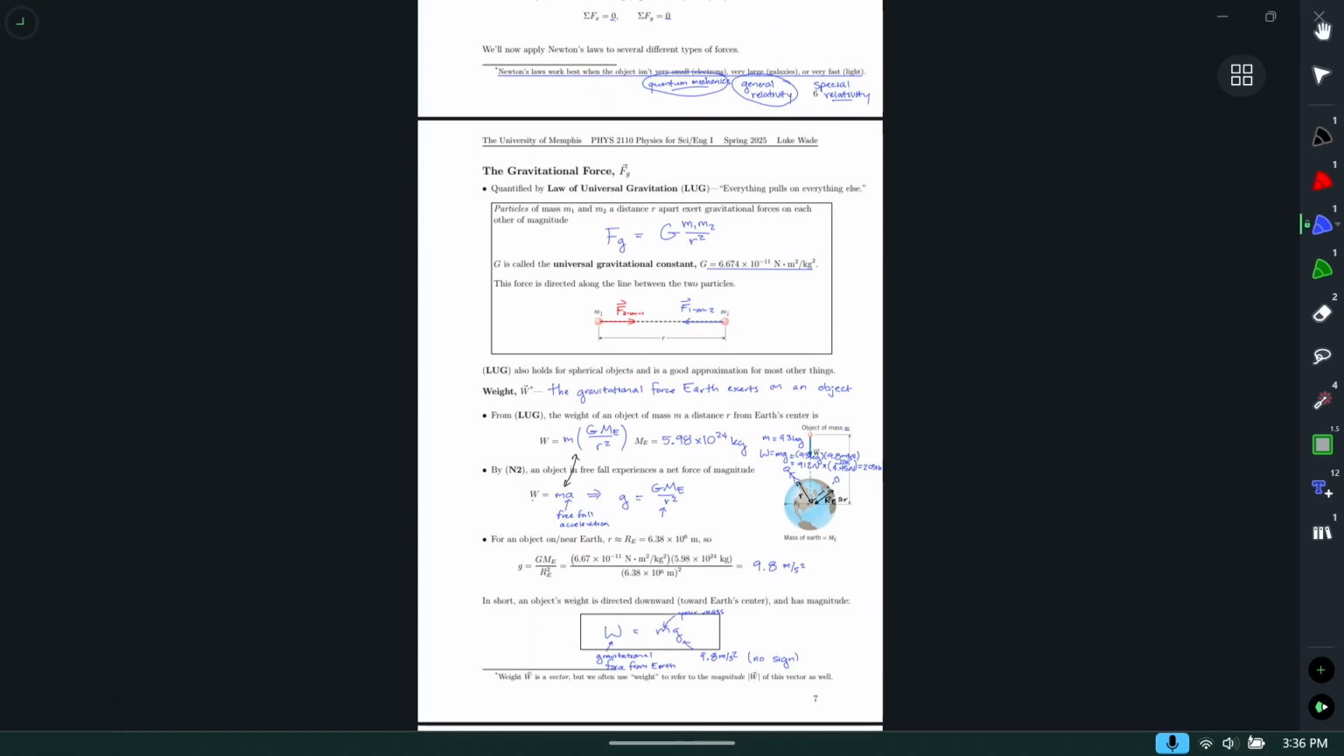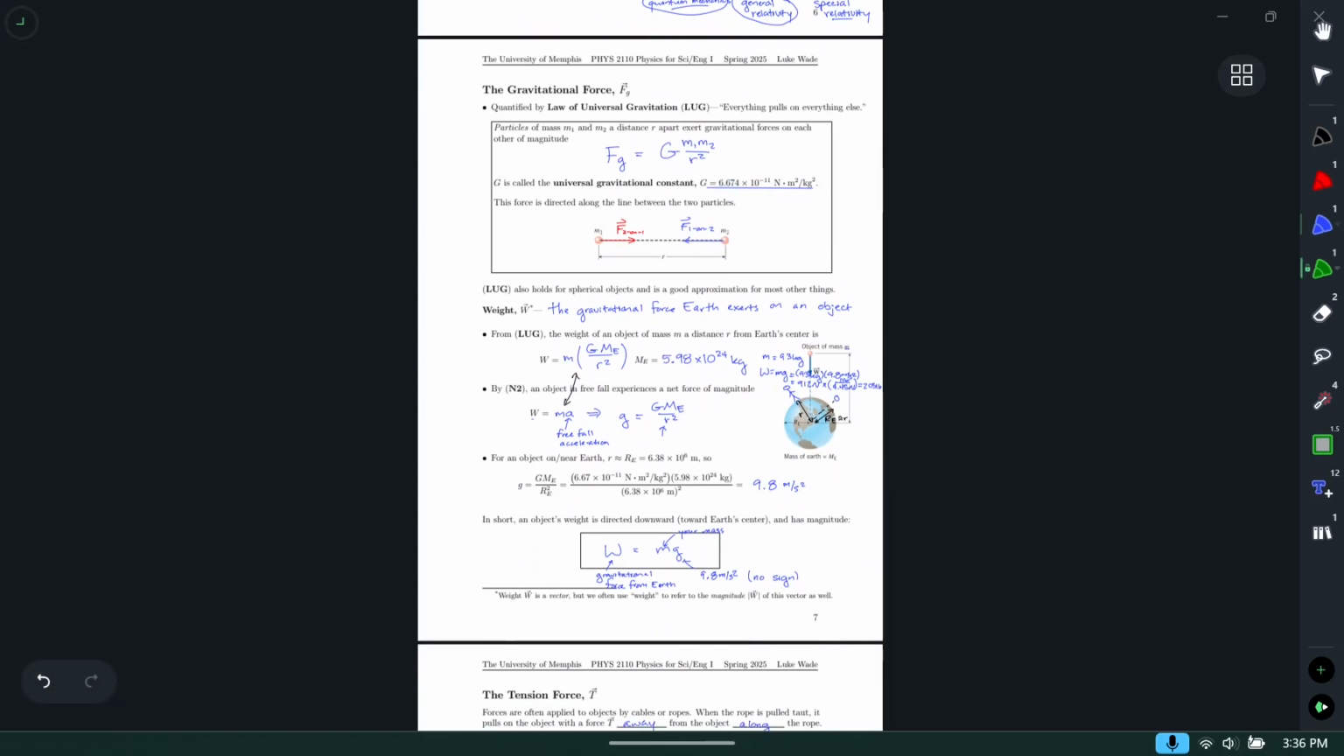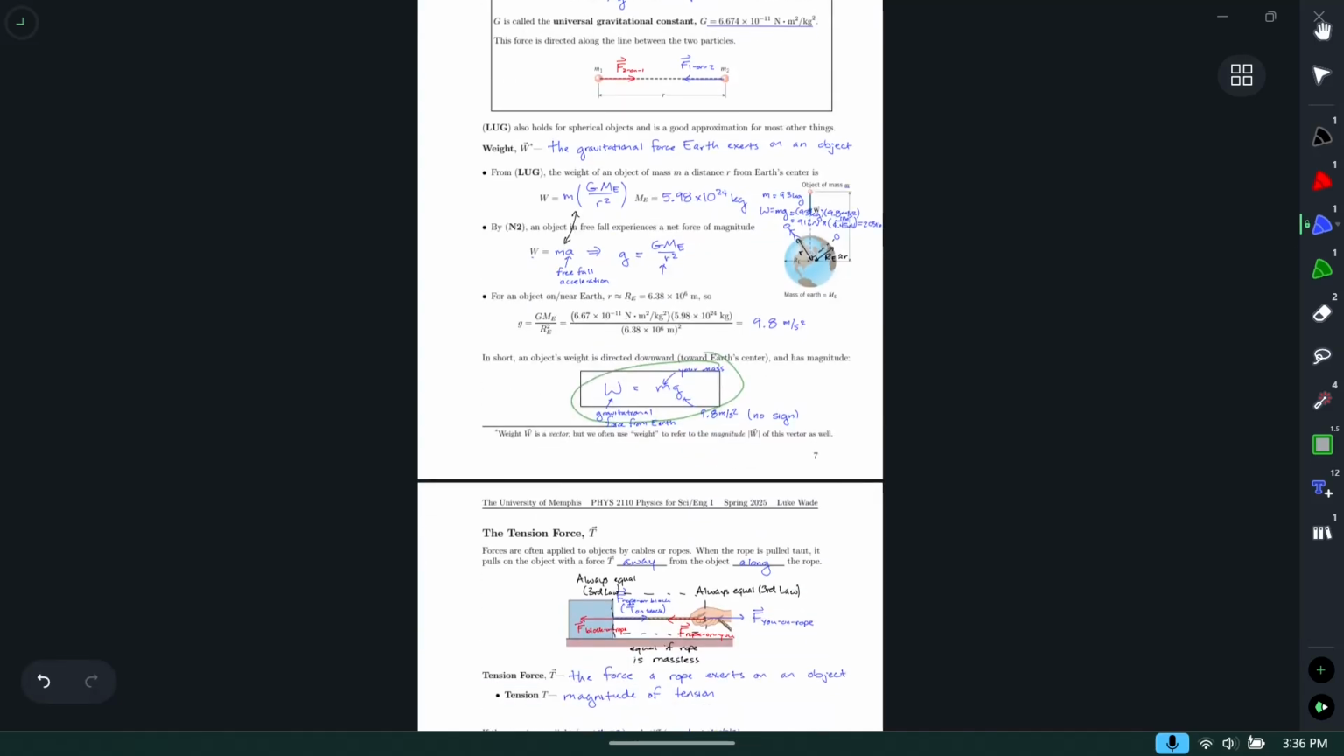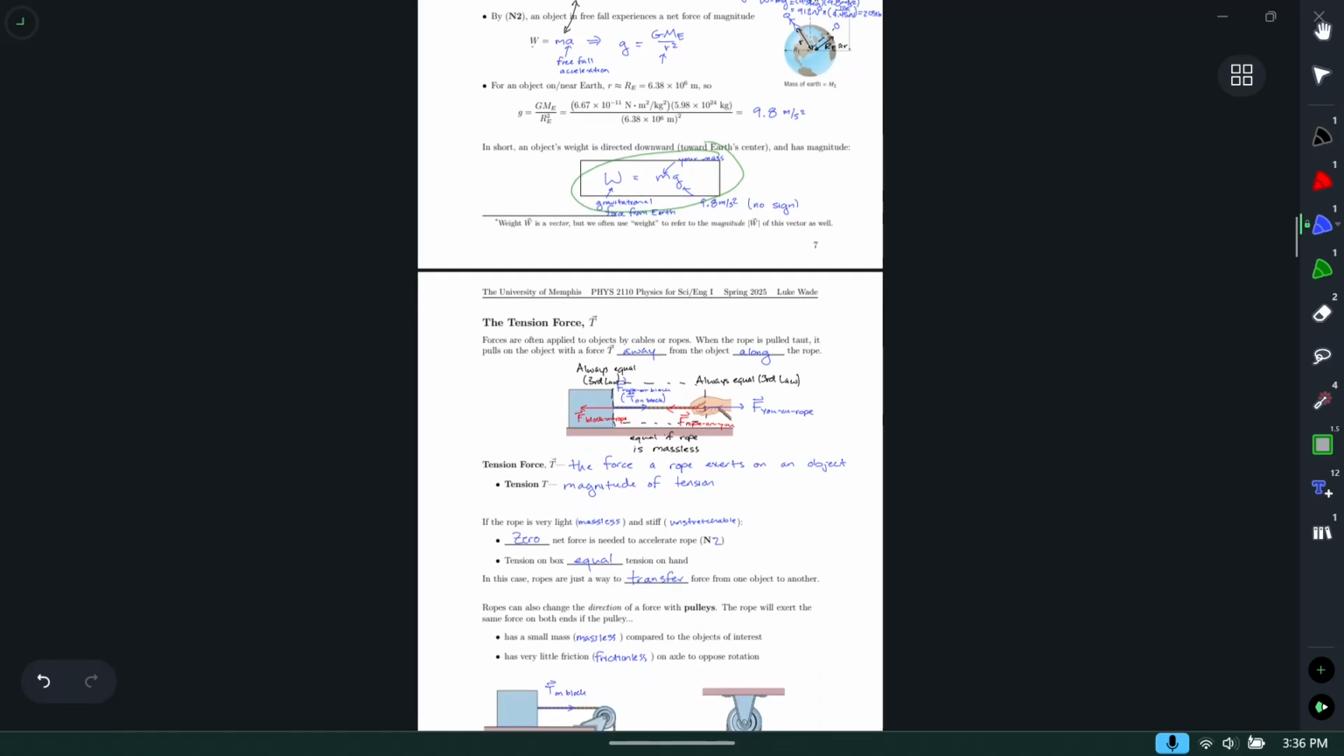So, some features of these forces. The gravitational force, all you really need to know about it is that it pulls straight down, and it's given by mg. That's what we see over and over. You don't have to worry about the general law of gravitation. So this is our specific case here on Earth. Weight equals mass times 9.8.